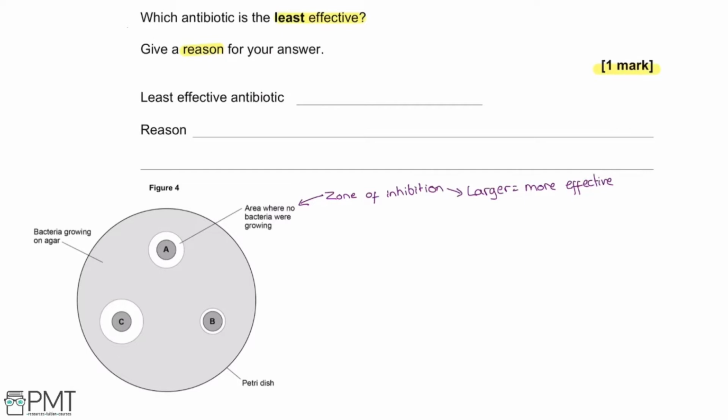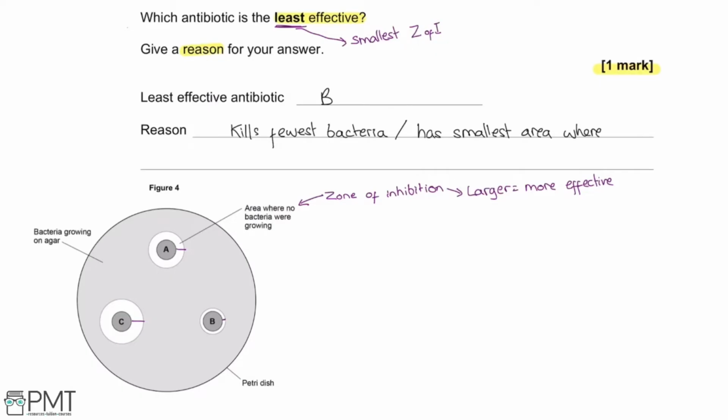When we look at figure 4, we can see that those white rings around each disc are of different sizes. B is the smallest, then A, and then C is the largest. The question asks us for the least effective antibiotic, and that means we need to look for the smallest zone of inhibition, which we can see is around the disc with antibiotic B. The reason you need to give is that B kills the fewest bacteria, or it has the smallest area where there are no bacteria growing.